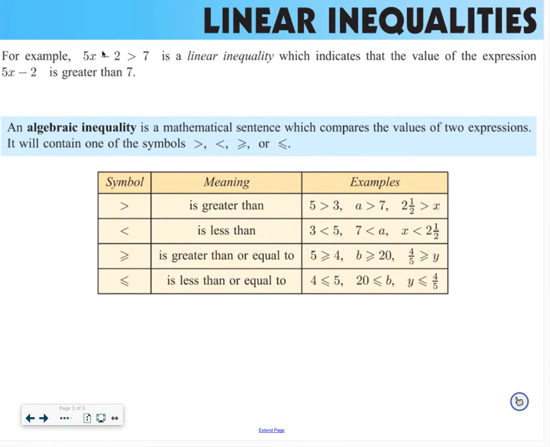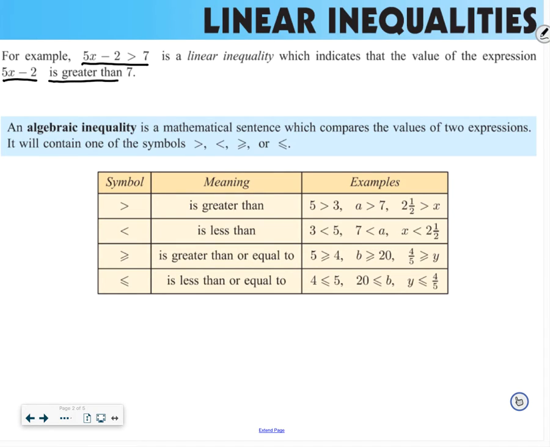It's linear inequalities. So, linear inequalities can look something like this: 5x minus 2 is greater than 7. That's an example of a linear inequality. Another way of thinking of this is the expression 5x minus 2 is greater than 7.